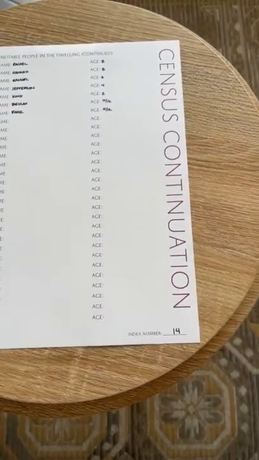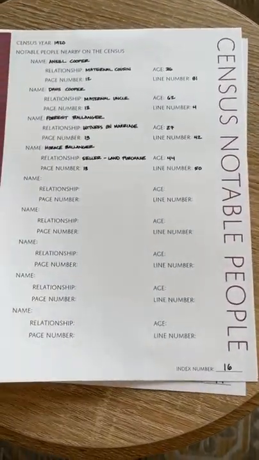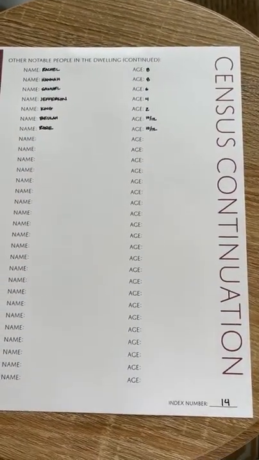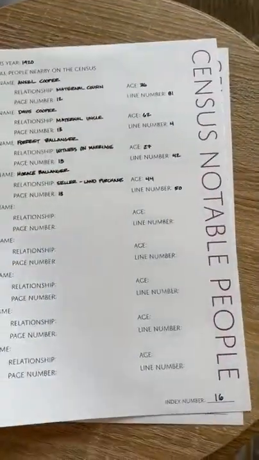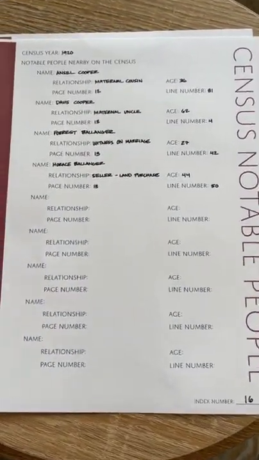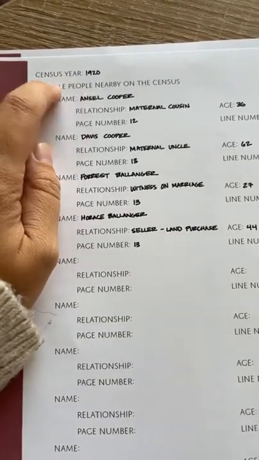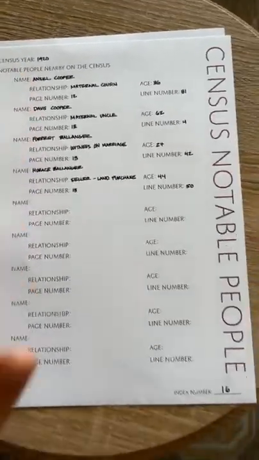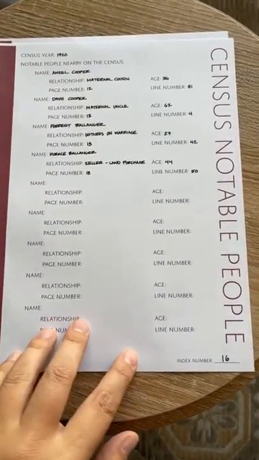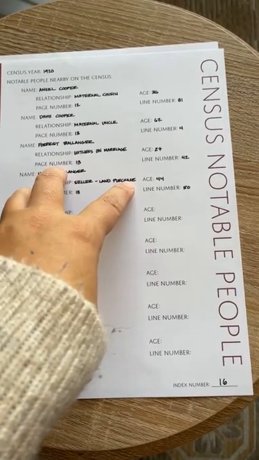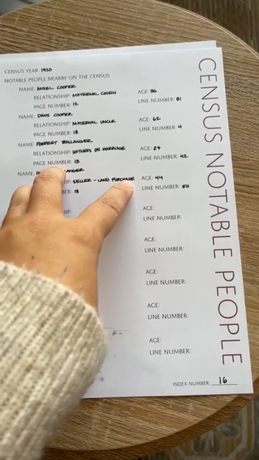Now contrast that to this page. This is the second page in the bundle, census notable people. The first one was other notable people in the dwelling. So these are other people that are living with whoever's chapter you're working on. This one is notable people nearby on the census. There's a field up here for you to write in the census year. And then this would go into the chapter of an ancestor, and this is where you would list people that were living nearby that you might want to remember, hey, so-and-so is on that census.